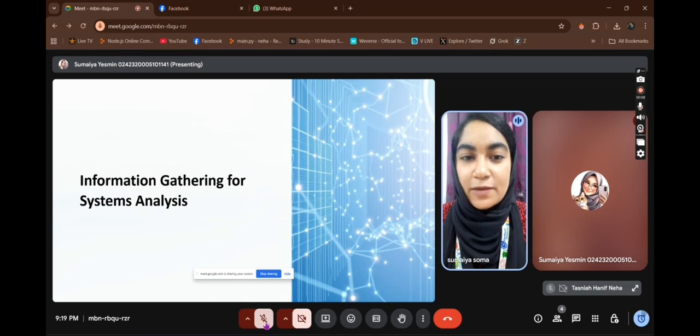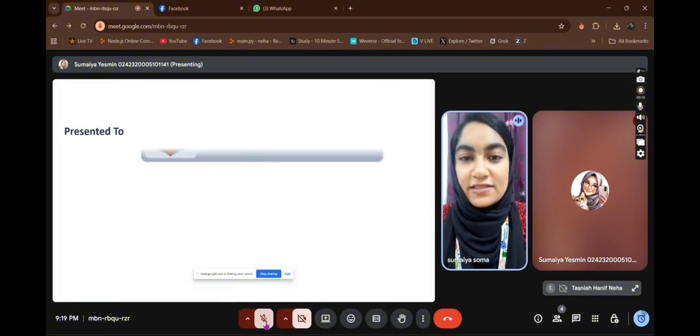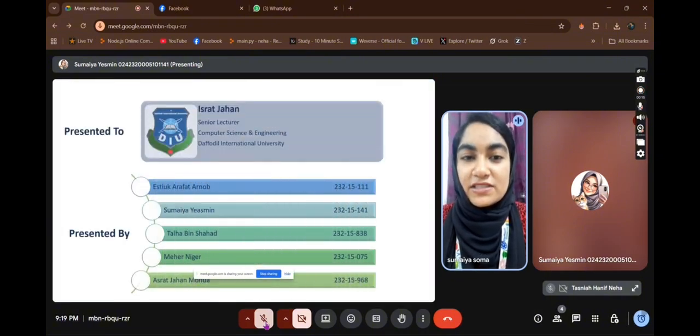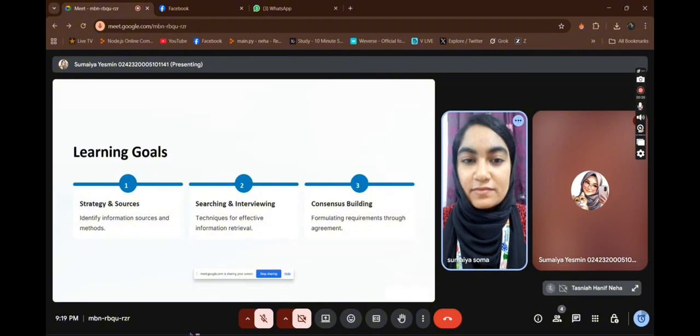Today we are presenting a presentation. Our presentation topic is information gathering for system analysis. Next slide. Our presentation is presented to Israt Jahan ma'am and presented by Istiak Arafat Arnob, Sumaya Yasmin, me, Talha bin Shahid, Meher Nigar and Mohua. Next slide. Here are the learning goals.